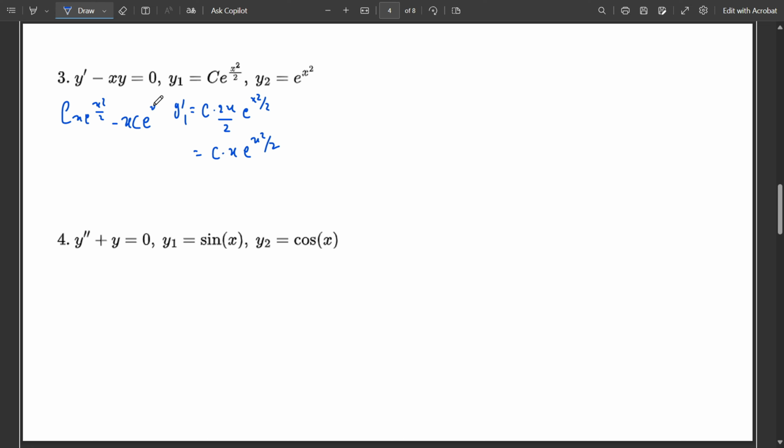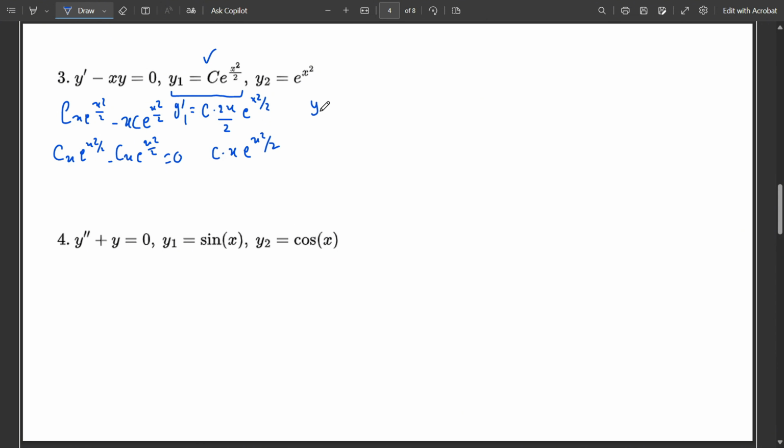e to the x squared over 2. As we can see here, c x e to the x squared over 2 minus c x e to the x squared over 2 does equal 0. That means this is a solution to this differential equation. So this is a solution. And let's check this second proposed solution.